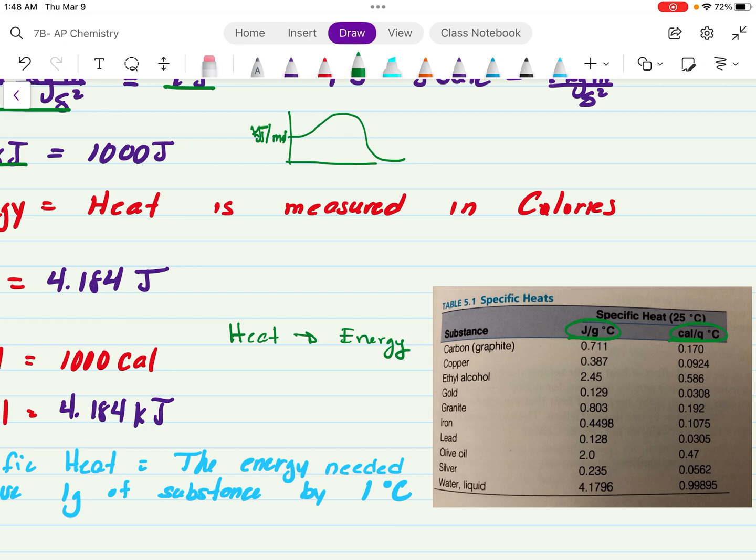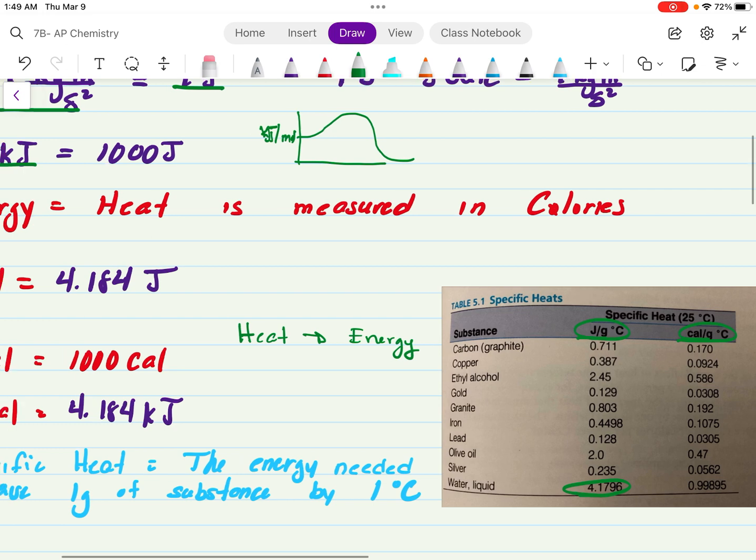So you can see that the different substances have different abilities to absorb heat. I want you to pay special attention to water, which is right here, okay? I want you to notice that water has a huge specific heat capacity, which means that it takes a lot of energy to change the temperature of water. And we'll see why that plays a role a little bit down the line here.